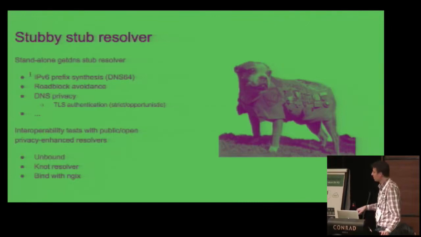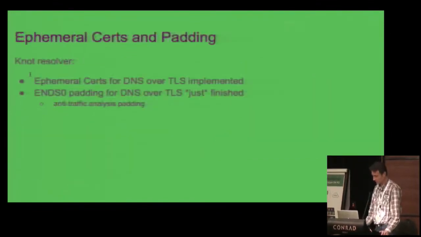What we've done now is testing Stubby against a number of open privacy-enhanced DNS resolvers. They run in different places: DNS-OARC, RIPE NCC, at Sinodun offices. And we tested against Unbound and BIND with NGINX in front of it. And we found some issues, but we solved them. So that's good results here.